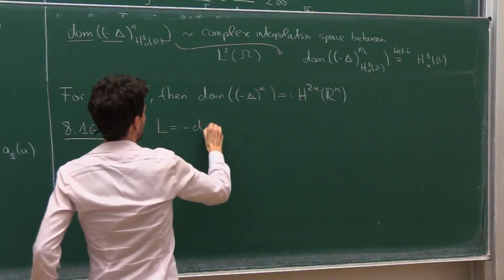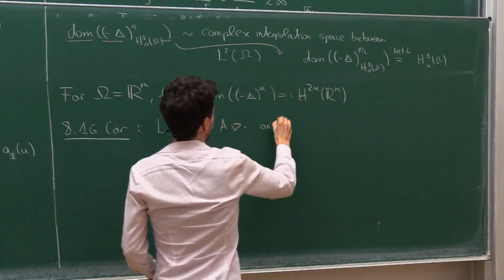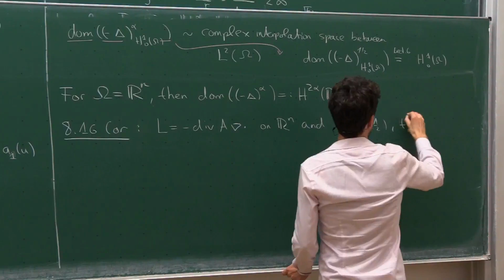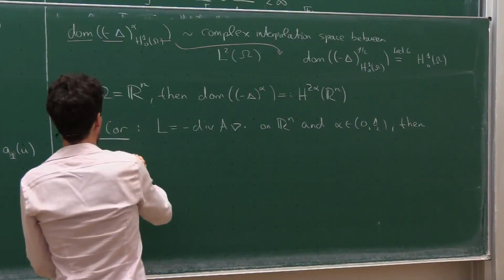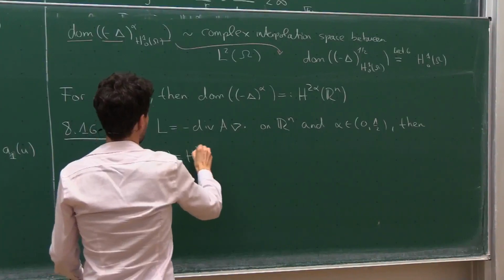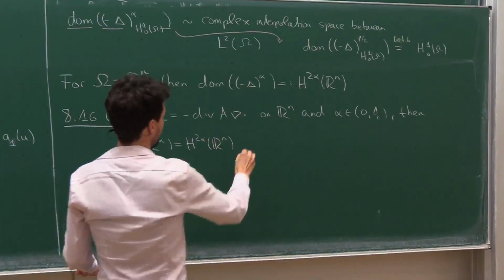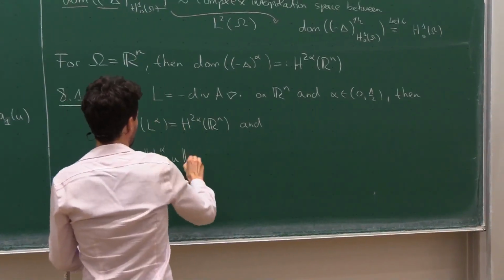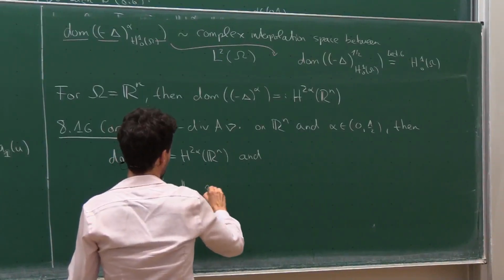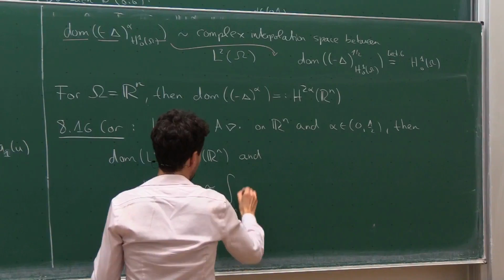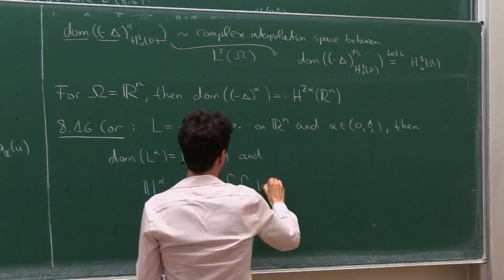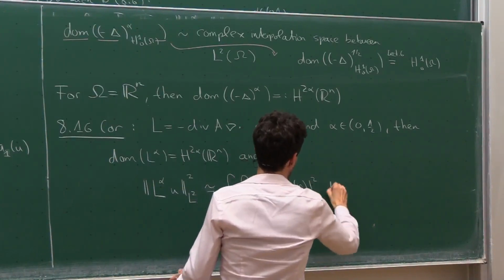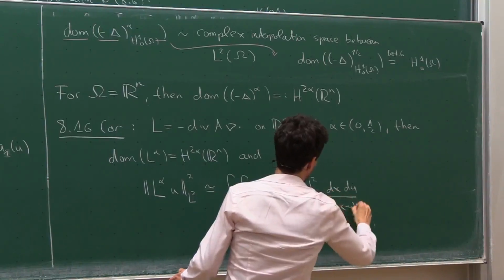So if I have a divergence form operator on Rn, and alpha is between 0 and 1/2, then the domain of L to the alpha is the fractional Sobolev space of order 2 alpha, and we have an explicit formula, so to say, for the norm of L to the alpha u in L2, namely this is comparable to this double integral that appeared in lecture 2, and this double integral was this guy.